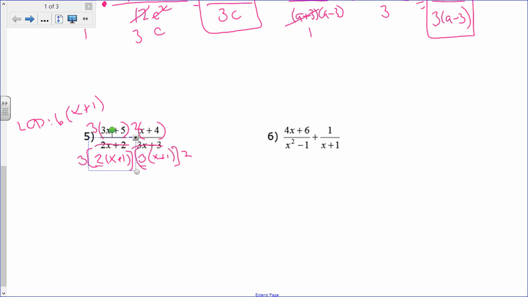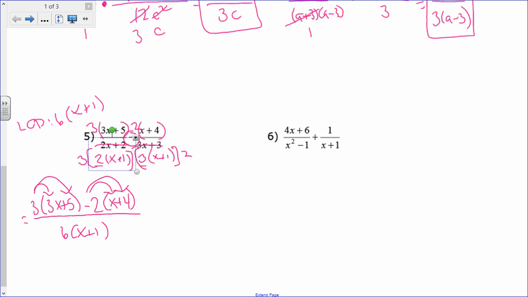So, you start over here, rewrite this. My denominator is going to be 6 times x plus 1. And here I will have a 3 times x plus 5. There's a minus sign there. It's kind of hiding right now, but it's minus 2 times x plus 4. Now, some of you want to distribute when you first write your fraction over, and that's fine. The reason I didn't is so that you can see that negative that needs to be distributed. So I will have 9x plus 15 minus 2x minus 8 all over 6 times x plus 1.